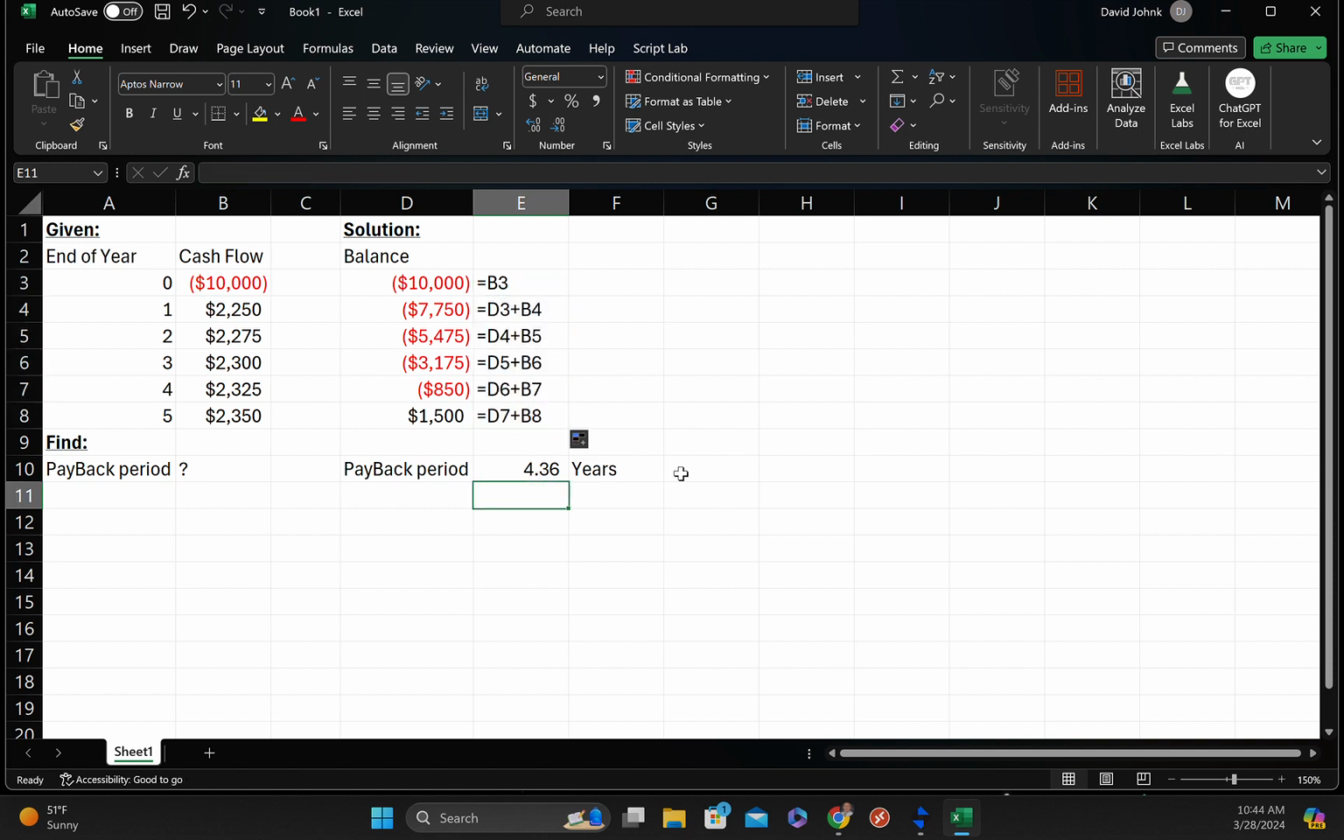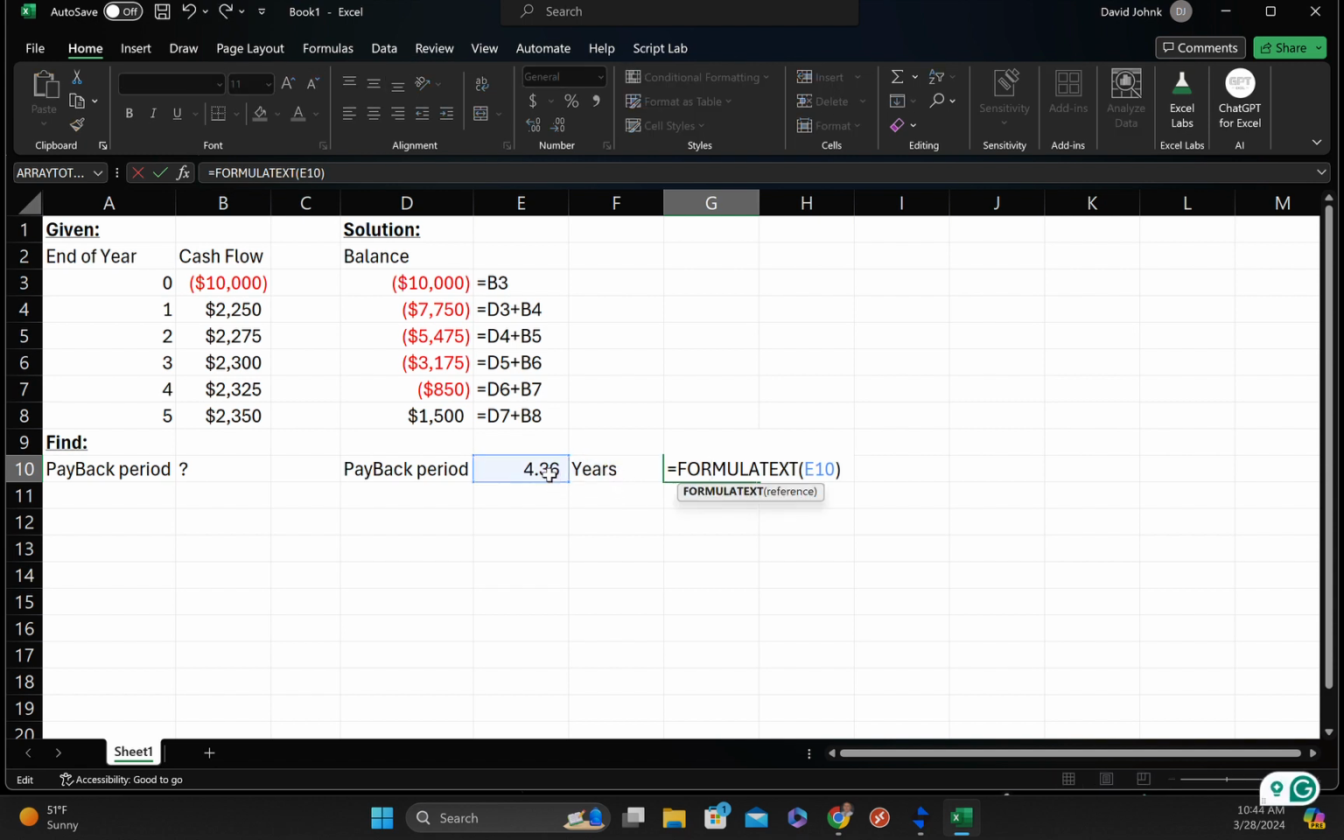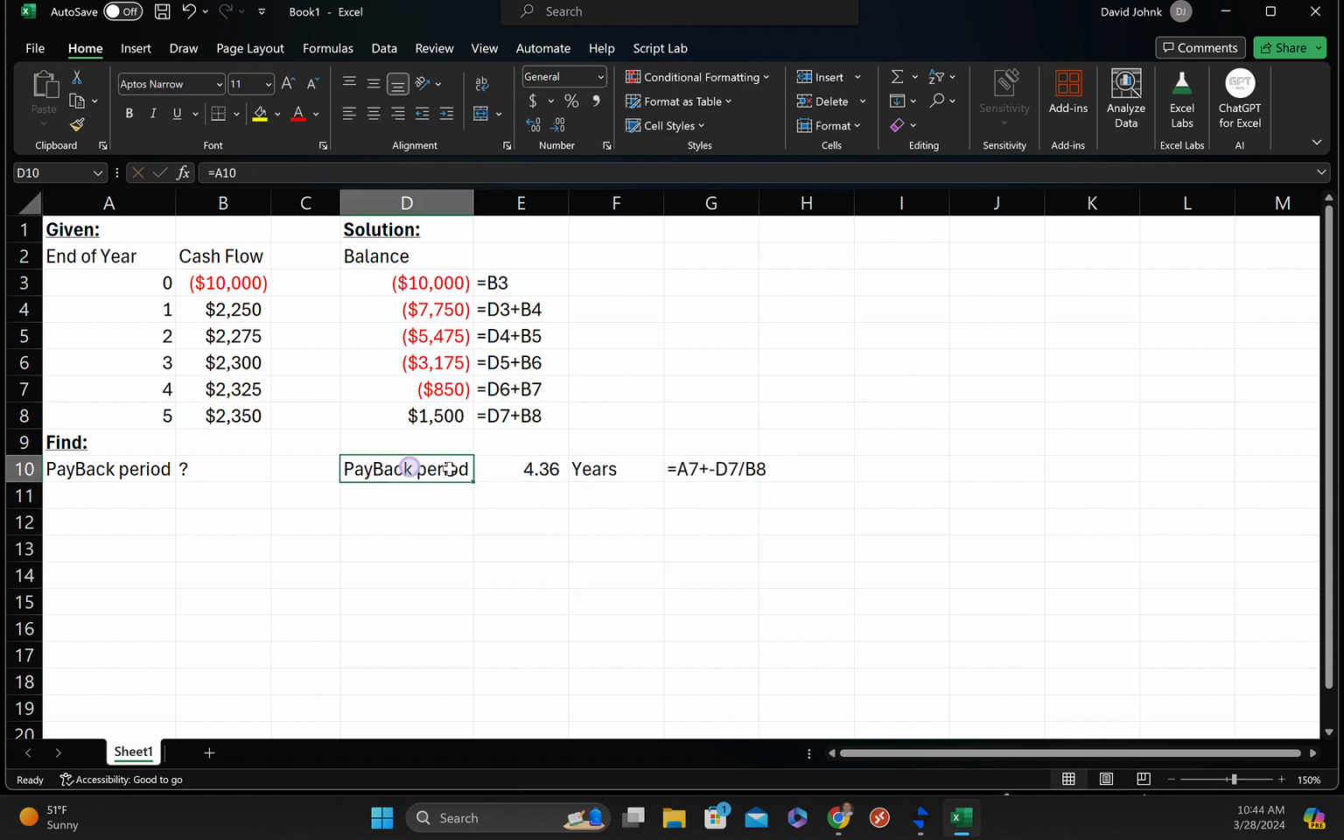The formula for this one, I'll put it to the left here. Let me just do this. Put the formula for that one there, and that's my answer.